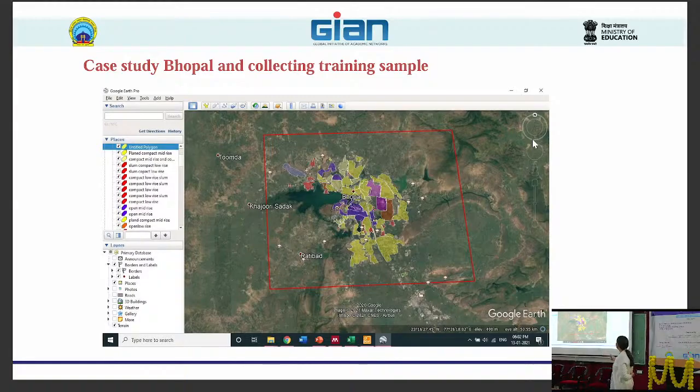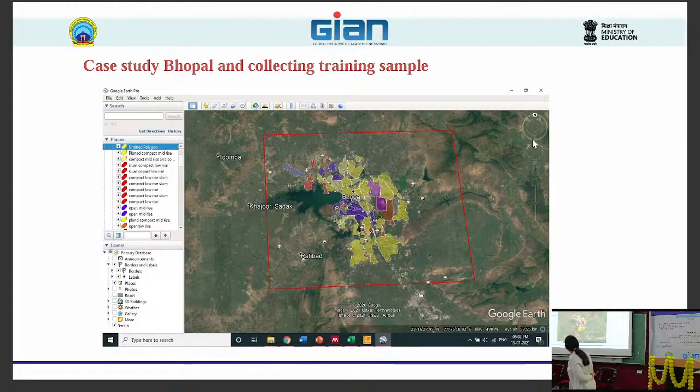Now, this is what we have done for collecting training samples from Bhopal. So, this is the Bhopal planning boundary. So, we restricted ourselves to the Bhopal Municipal Corporation area that we are taking, different wards, and then these colors show different types of LCZs that we have seen. So, that we have identified, verified on ground, and then classified into different local climate zones.